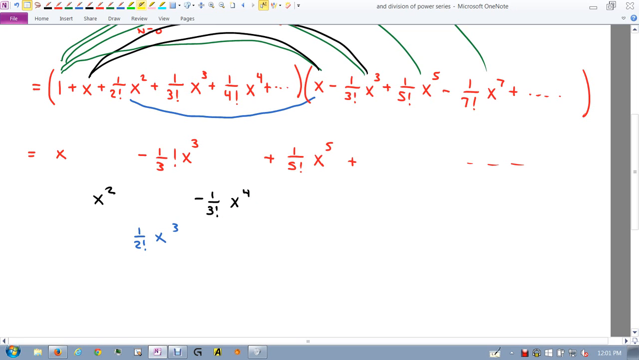Do y'all see I'm trying to line these up into like columns? And then what I'll do is I'll just add them down when I'm done. Should I go further out? Should I do this one times the next one? That's going to give me a 5th power of x, right? I don't need to go that far. How about the next one?